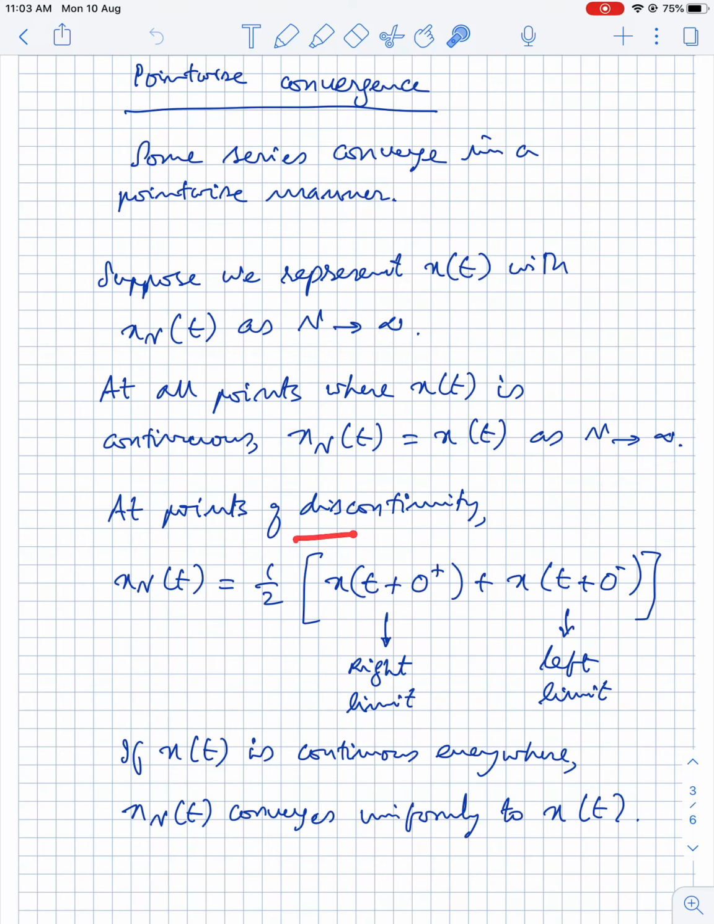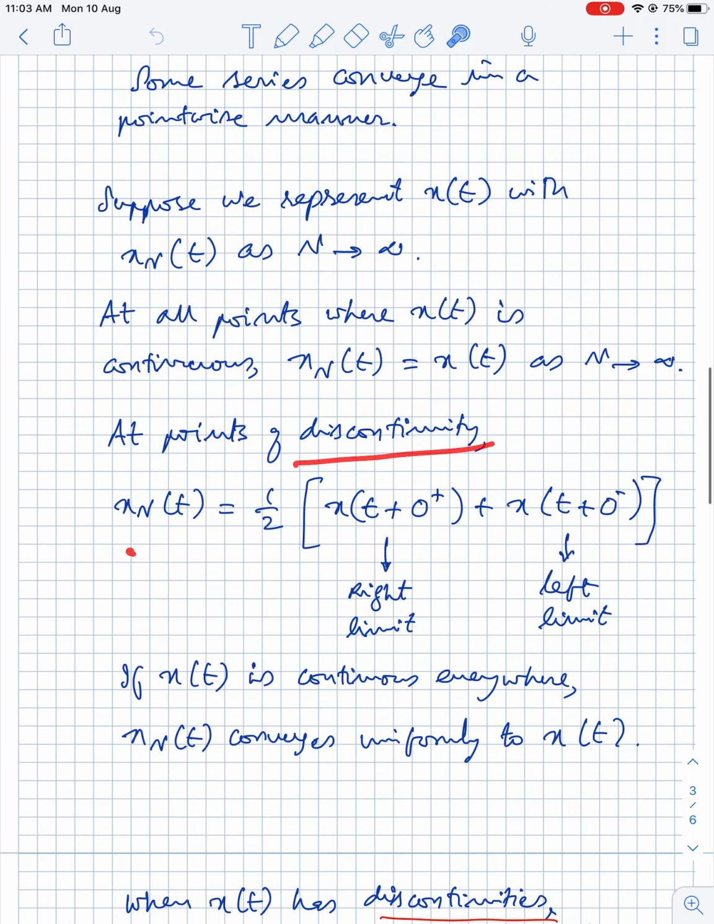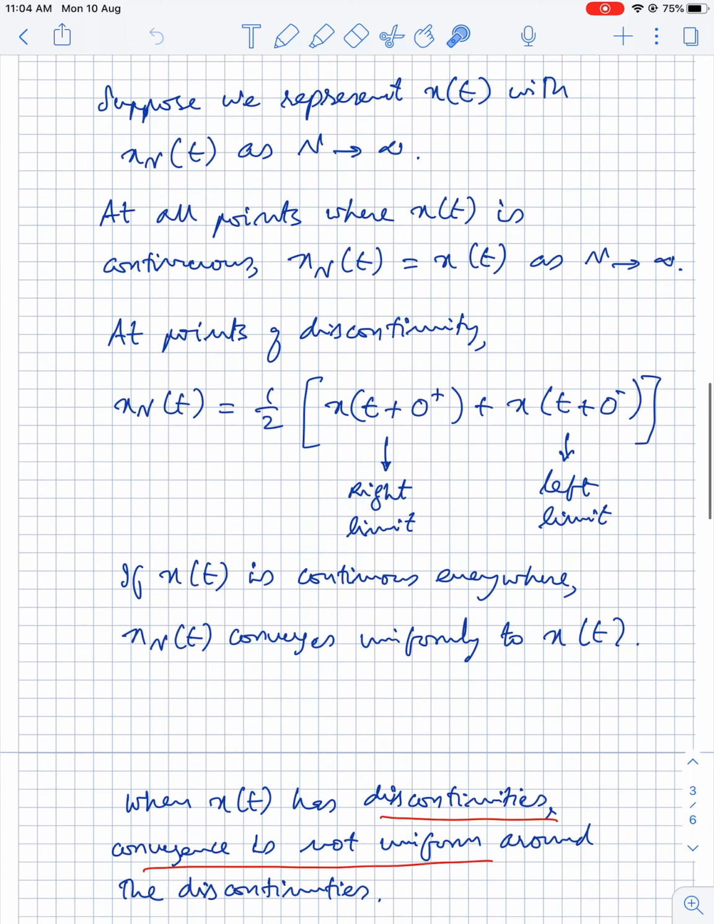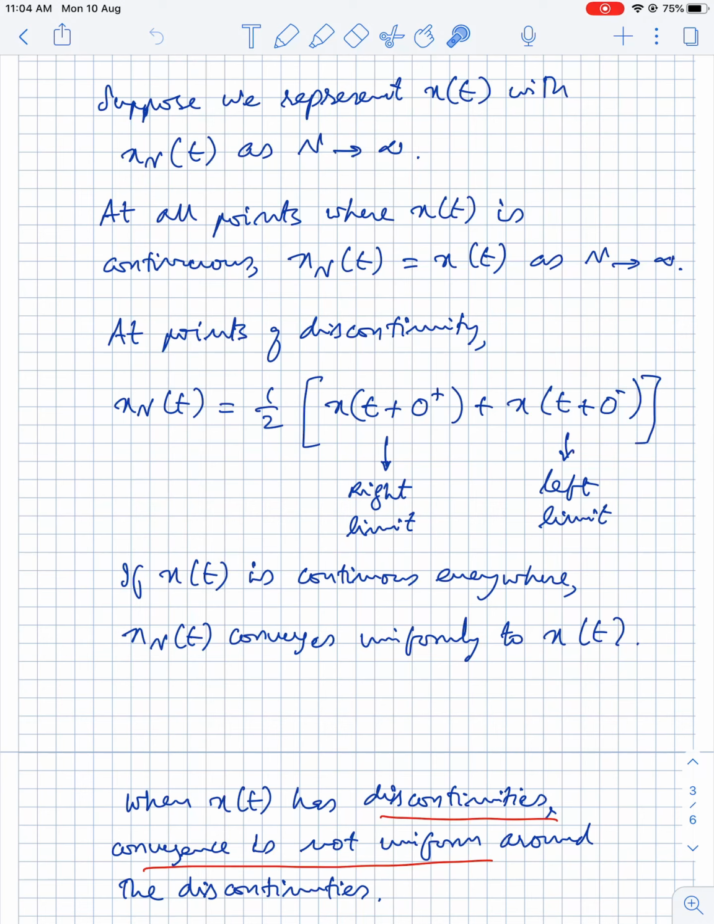Now if there is a discontinuity, your partial sum is going to become the average value of the right limit and the left limit. So what this basically means is that at the discontinuities, xn of t will never converge to x of t.